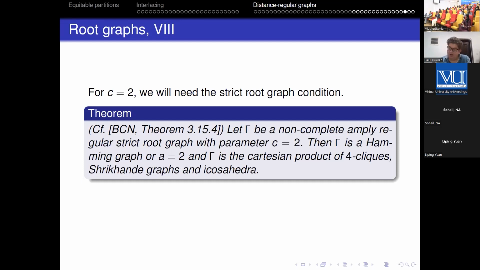So it is a Cartesian product of many different copies of these three different graphs. You can have 100 copies of K4, 3 copies of the Schläfli graph and 5 copies of the icosahedron, then you get an example. So that is the theorem that they showed in 3.15.4 in BCN.